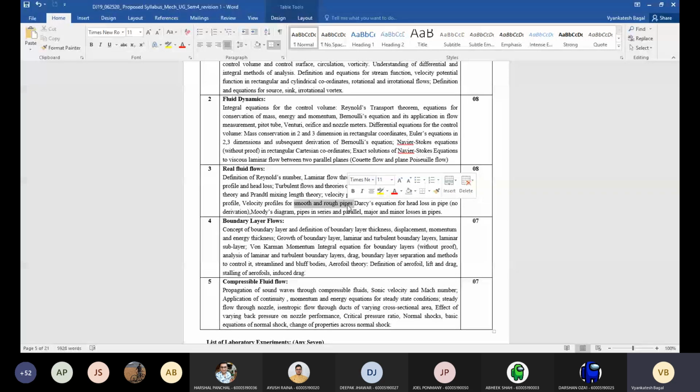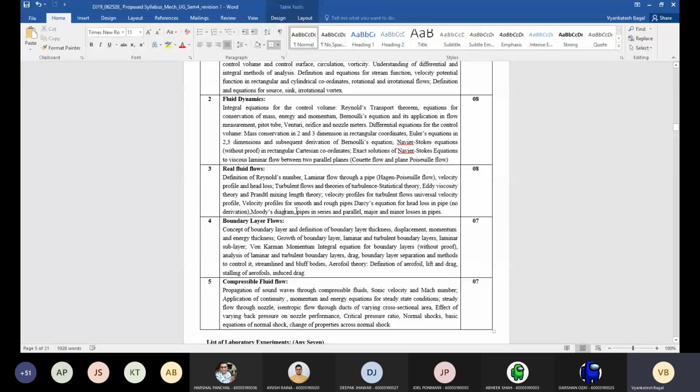Then one of the famous equations called Darcy's equation or the Darcy-Weisbach equation, which is used for calculating the head loss through a pipe. Again, we are not going to derive it. We'll directly talk about the final expression. Of course, I will explain each and every term in this equation, why it should be like that, and the significance of each term, and then we'll use that equation for further calculation purposes.